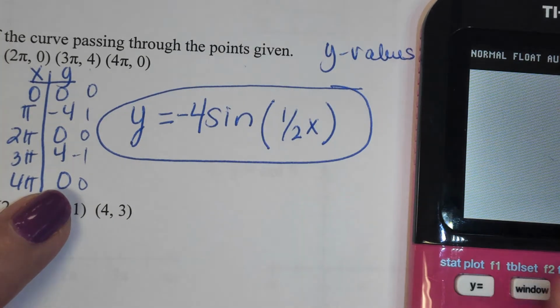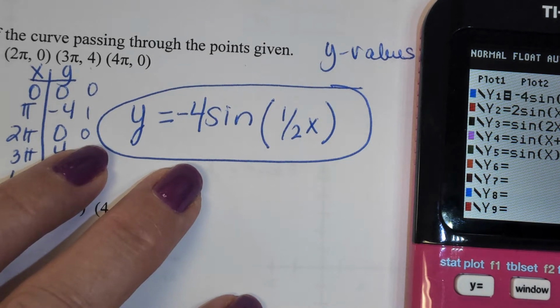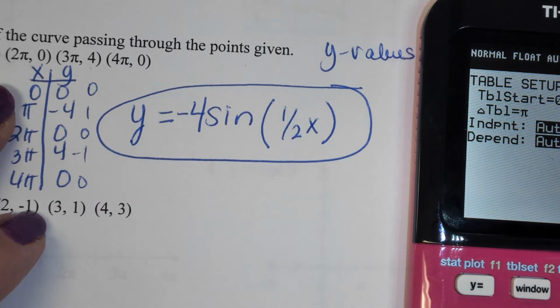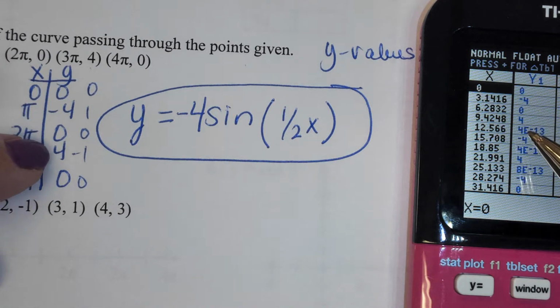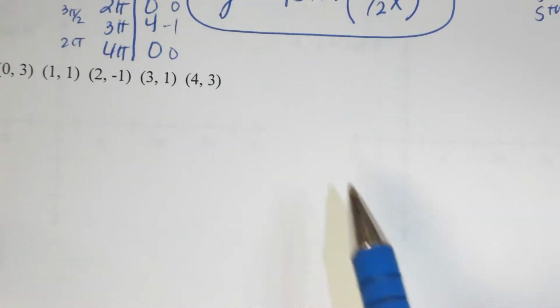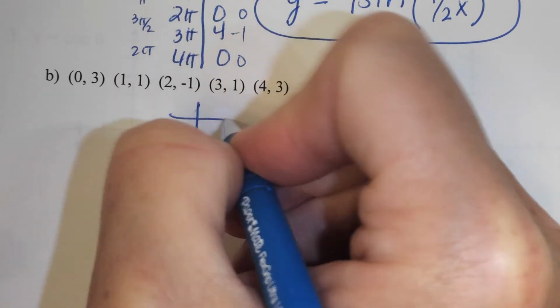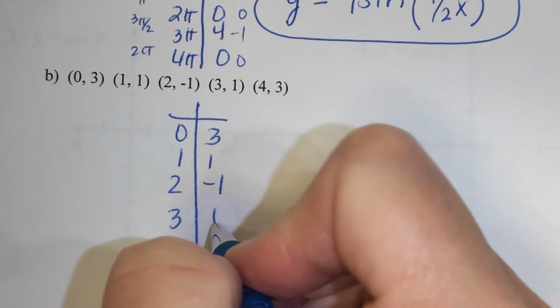And if I am taking the test and I want to make sure I have this right, I would just go ahead and check these key points. I'm going to go to my table setup. I'm going to start at 0, go up by pi, check that table, 0, -4, 0, -4, that's a 0. Good, we got it. Okay? All right, last one here. Again, it's just habit for me writing it here in a table form. You don't have to.